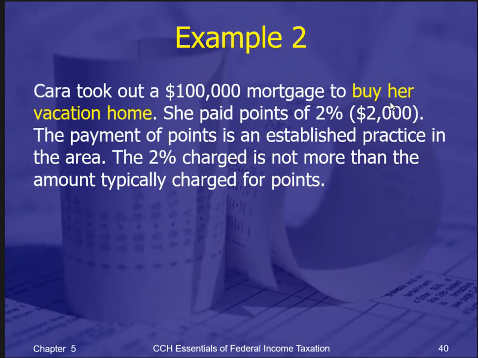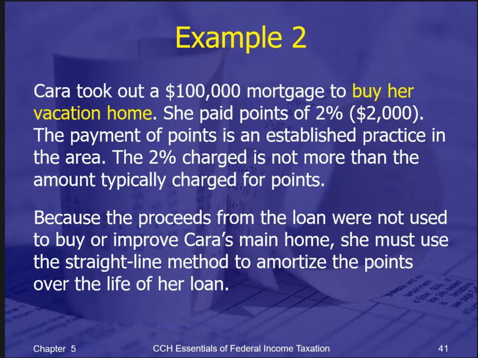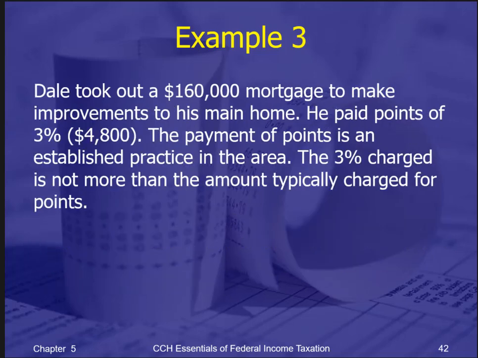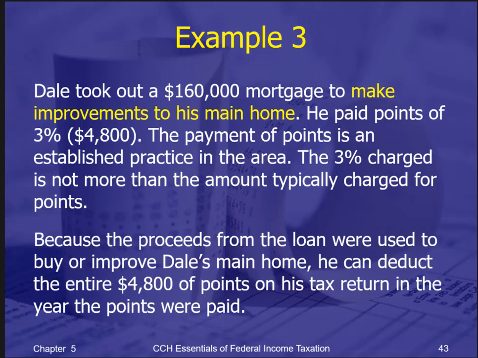Example 2, though, she used the mortgage to buy her vacation home. Therefore, the $2,000 in points is amortized over the life of her loan. Much less favorable outcome. Okay. Another example where he, on the main home, doesn't really matter the amount as long as it's not out of the ordinary. All right, and then he can deduct all of it in the year he paid it.